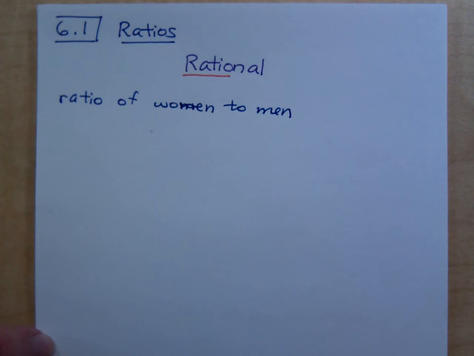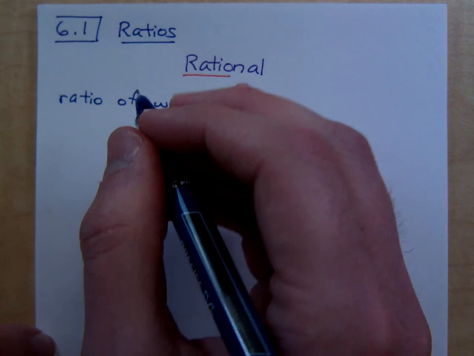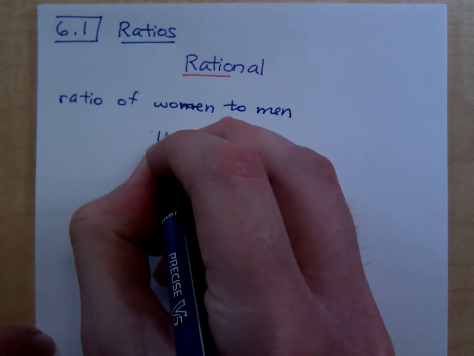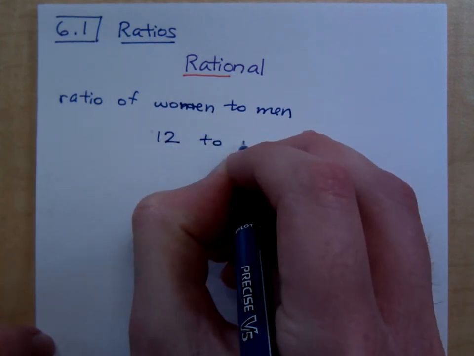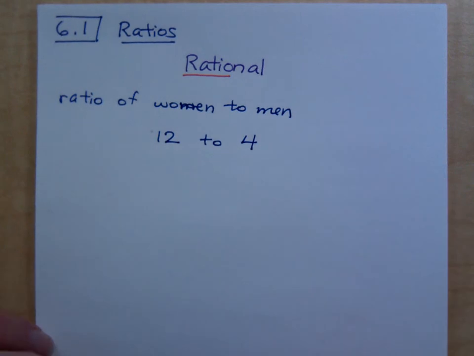You guys looking around, trying to figure out who's a guy, who's a girl? Let me just clear this up for you. There are 12 women to 4 men, right? Counting yourself? I'm not including myself in this.